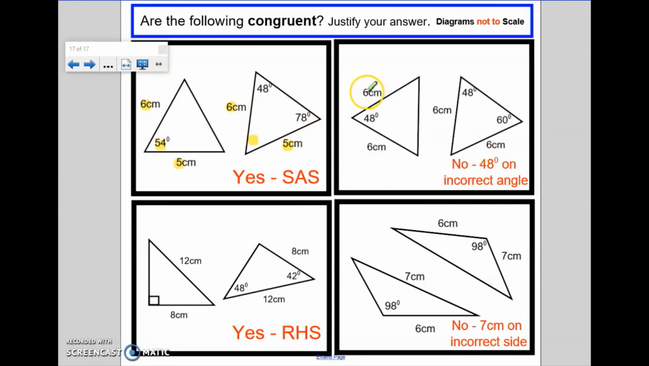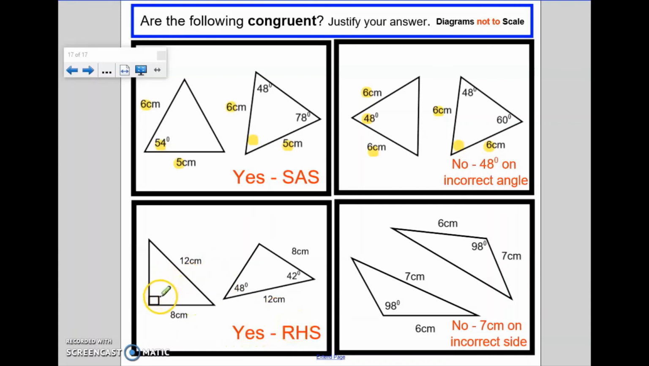Question 2, we have side, angle, side with 48 degrees enclosed by the 2 sides. If we go over here, we have side, angle, side. There is no angle in at this point. The 48 degrees is up here. It is not enclosed by the 2 sides of 6 centimeters. Even if we were to go ahead and work out this angle using angle facts, we would find that it is not 48. So in this question, there is no congruency, and our reason is this 48 degrees is in the wrong place.